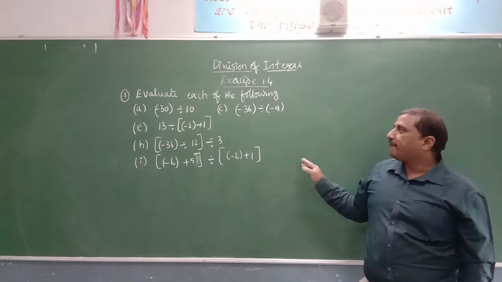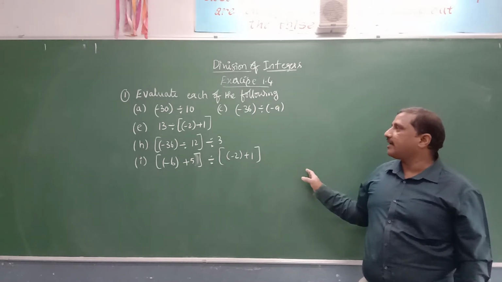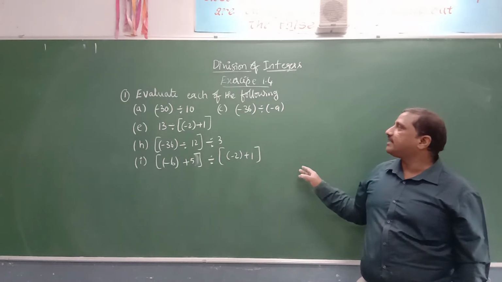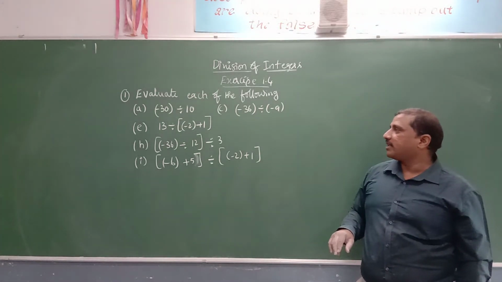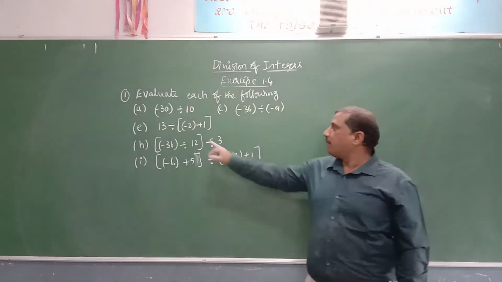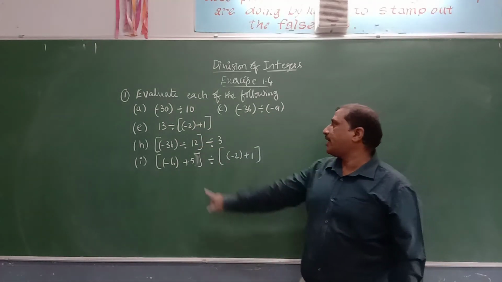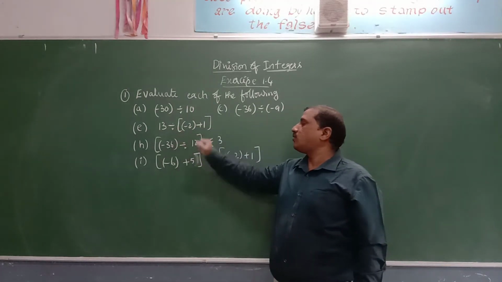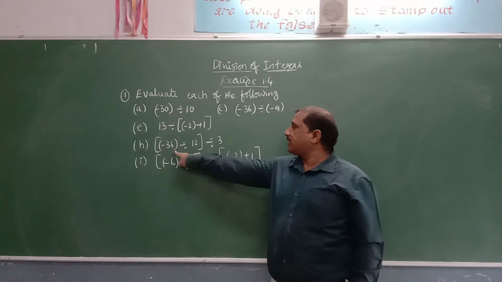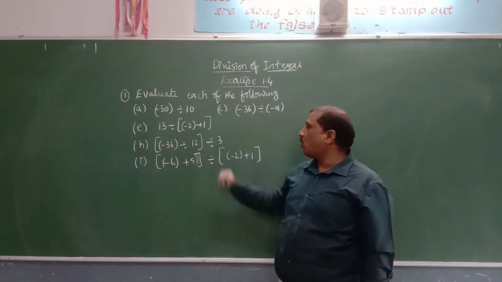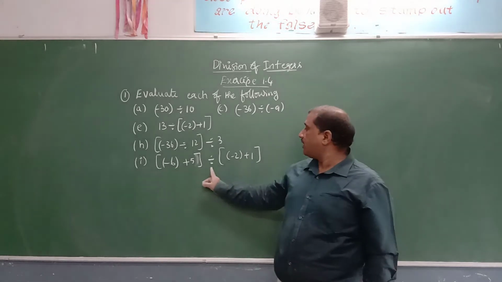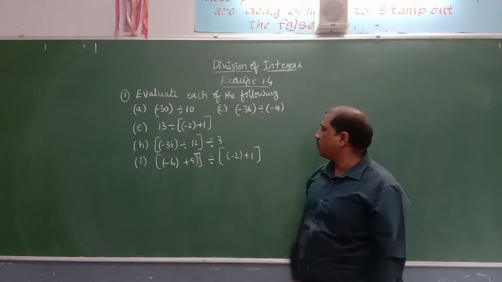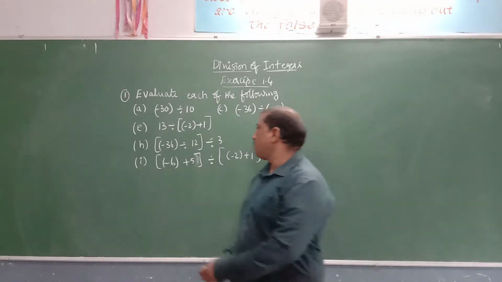So A: minus 30 divided by 10, C: minus 36 divided by minus 9, E: 13 divided by whole minus 2 plus 1. Here there is a division sign and addition of two integers. Then H: minus 36 divided by 12, whole divided by 3, and I: minus 6 plus 5 divided by whole minus 2 plus 1. We will solve these sums.